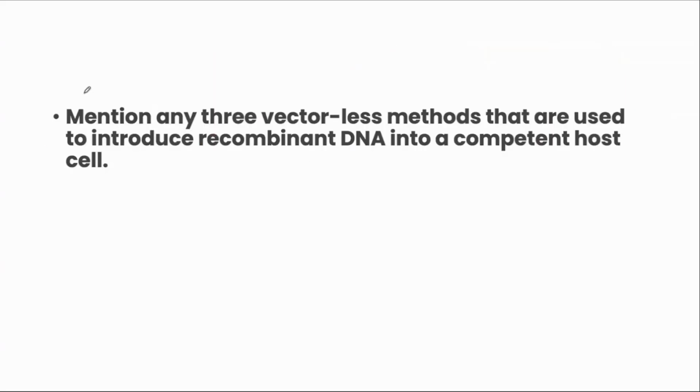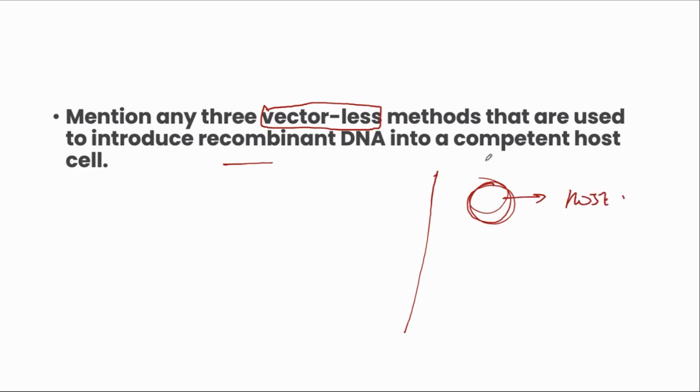Mention any three vectorless methods that are used to introduce a recombinant DNA into a competent host. They're asking about any three vectorless methods. Now that is a bit tricky, right? So we need three vectorless methods that can be used to introduce recombinant DNA into a competent cell. Till now we were learning about cloning in a vector and then giving it to the host, basically transformation. But now they are asking about vectorless methods.